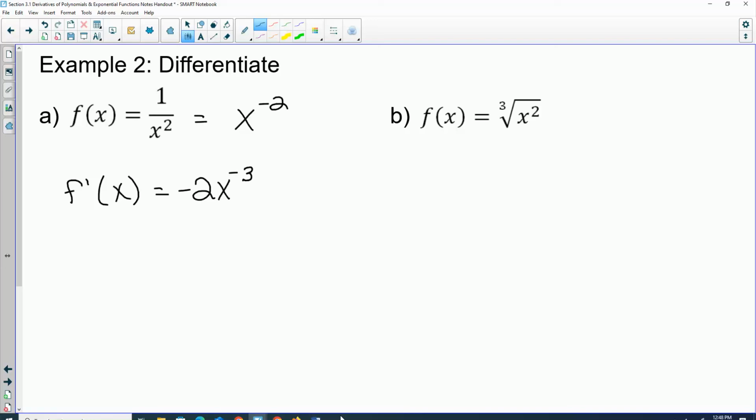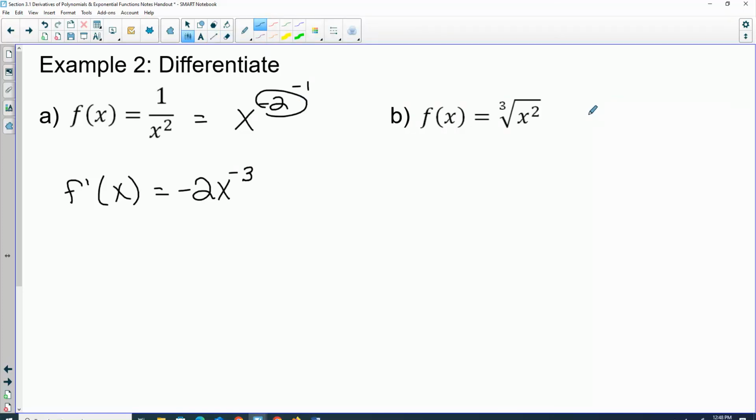How do we get the negative 2 down there? The derivative. Okay, if I said the derivative of x squared, what's the derivative? 2x. The exponent comes down, so the negative 2 comes down, and then you subtract 1. Negative 2 minus 1 is negative 3. So same process, it just looks different because of the negative.